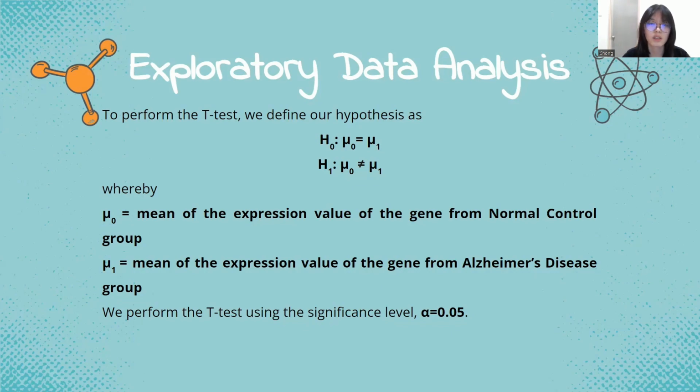So you can see here is our null hypothesis and our alternative hypothesis. To perform the t-test, we use the significance level alpha equal to 0.05, which means that if the p-value of the gene is less than or equal to 0.05, the gene can be considered statistically significant. So basically, in this phase, we will detect the differential gene expression.